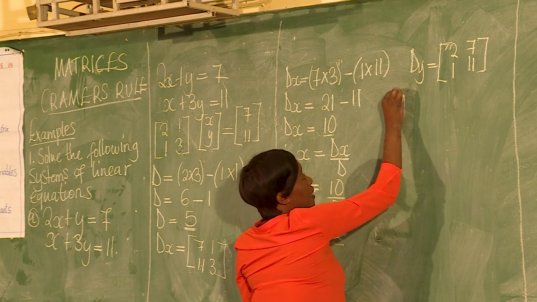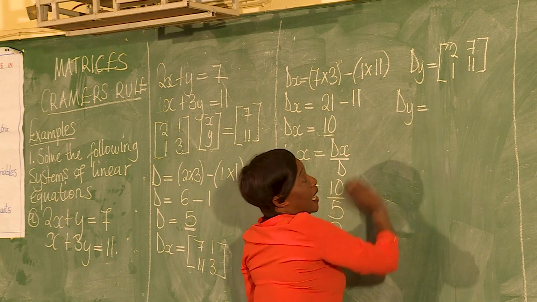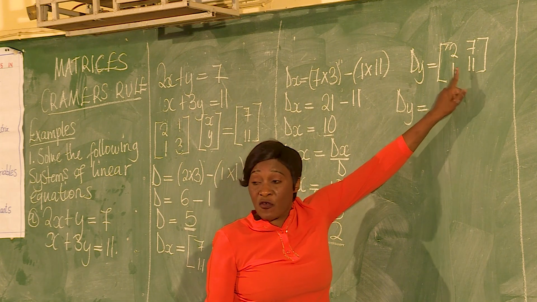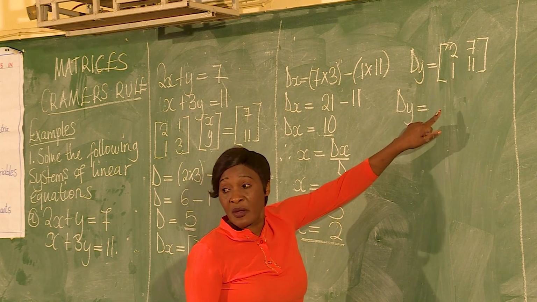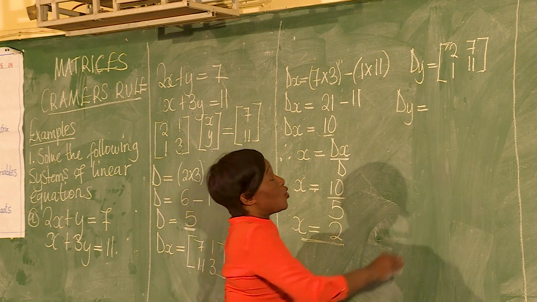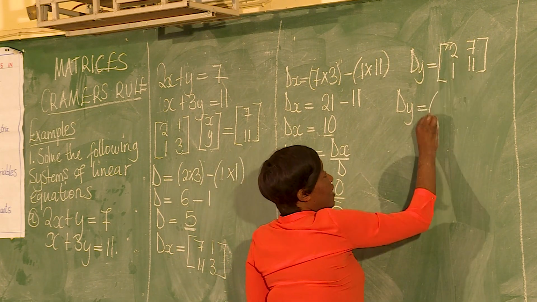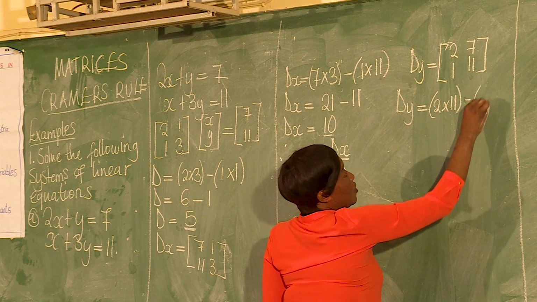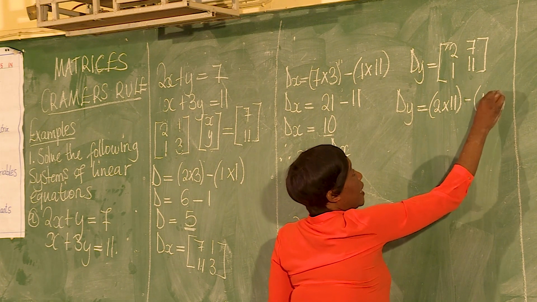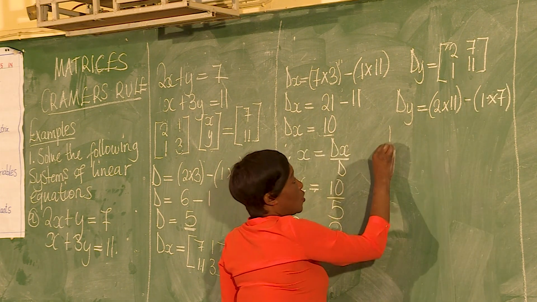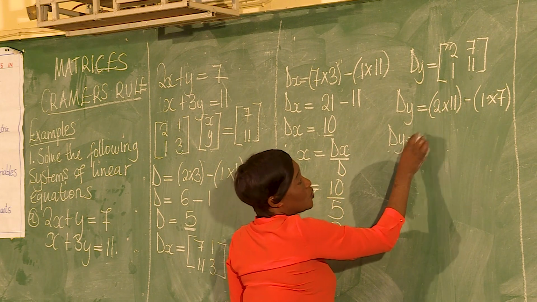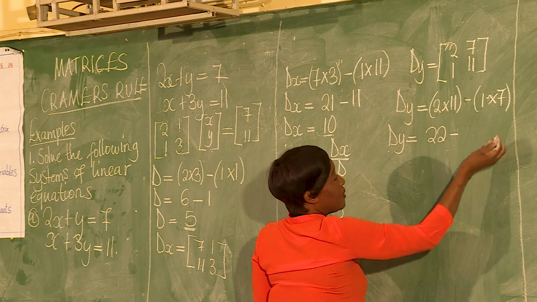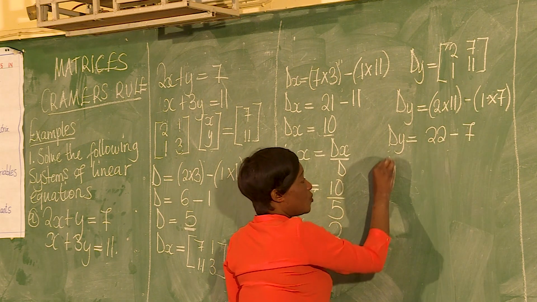Then we find determinant of y. Again, we go back to our determinant, which is the product of the major diagonal, you subtract the product of the minor diagonal. So this will be 2 multiplied by 11, then minus 1 multiplied by 7. So our dy will be equal to, what is 2 multiplied by 11? 22. Then minus 1 multiplied by 7? 7. So what will be our dy?